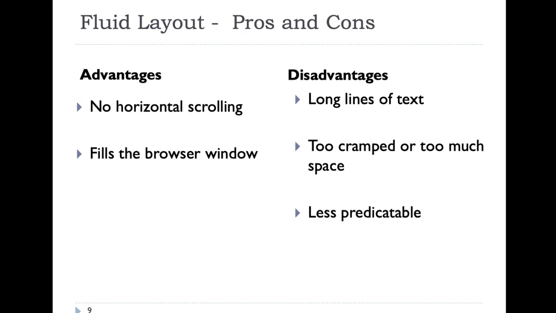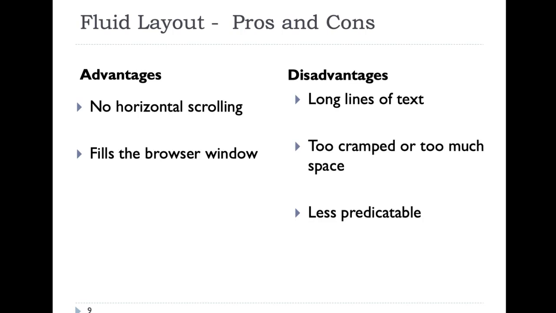Advantages: there's never horizontal scrolling because the width is always a percentage. Also, the browser window is usually filled, unless you do the 80%, but it's going to be filled with something because the default is going to be 100%. The disadvantage, well, what happens is that you might have long lines of text with this. So let's say you reduce the width of the browser, the text will push down. The other disadvantage is it's too cramped or too much space and less predictable.